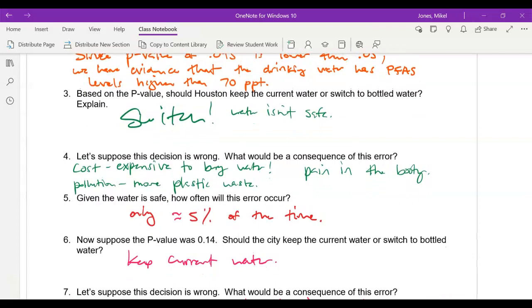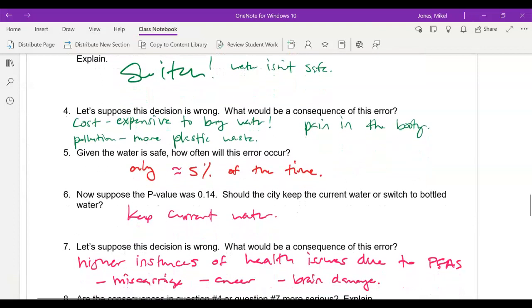So let's suppose that decision is wrong: keeping the drinking water when it's actually unsafe. What would be a consequence of that? Well, you probably said that this would be a huge health issue. Here's what we know about PFAS. It leads to higher rates of miscarriage, cancer, brain damage, right? Do we want that happening to people in Houston? So no, we probably don't.